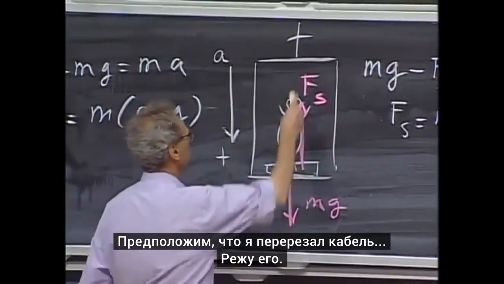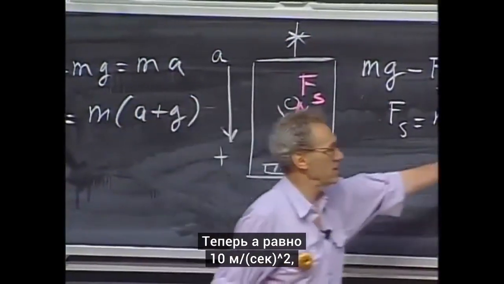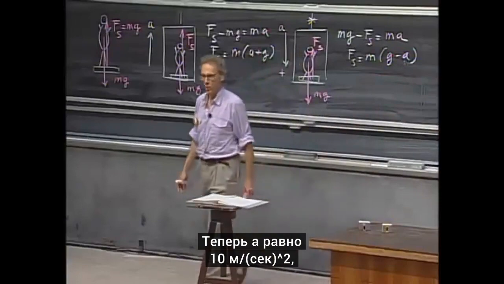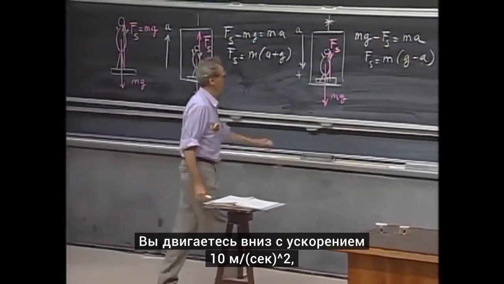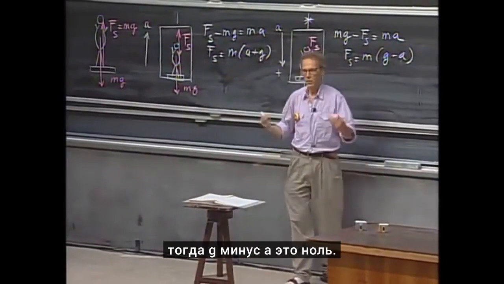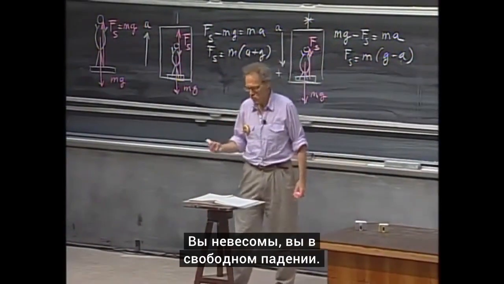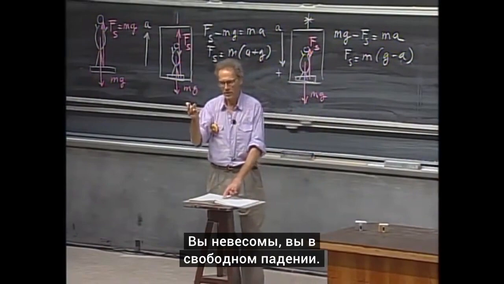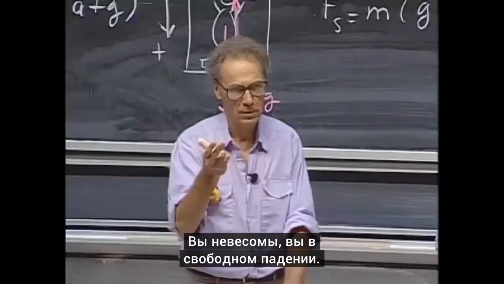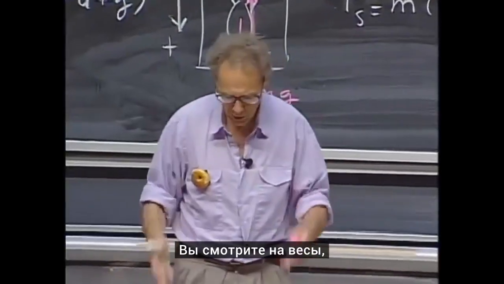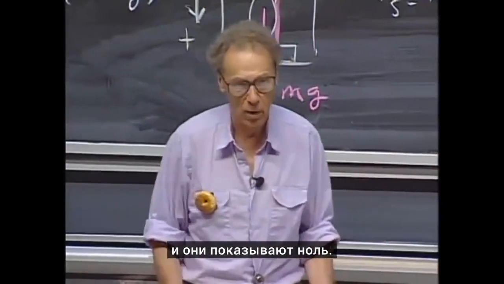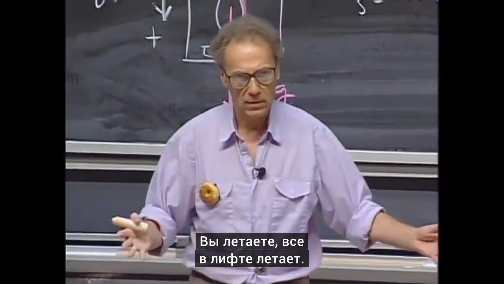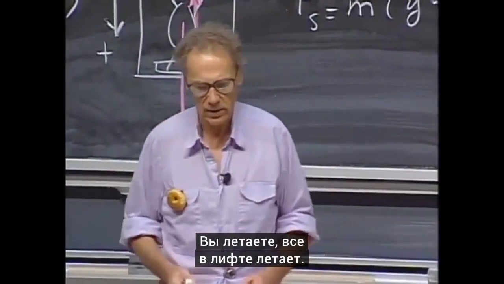Suppose now I cut the cable. I cut it. Then this a is 10 meters per second squared, if we round it off. You go down with 10 meters per second squared. So g minus a is 0. You are now weightless. You're free falling. You have no longer any weight. You look at the bathroom scale, and the bathroom scale will indicate a 0. You're floating. Everything in the elevator is floating.